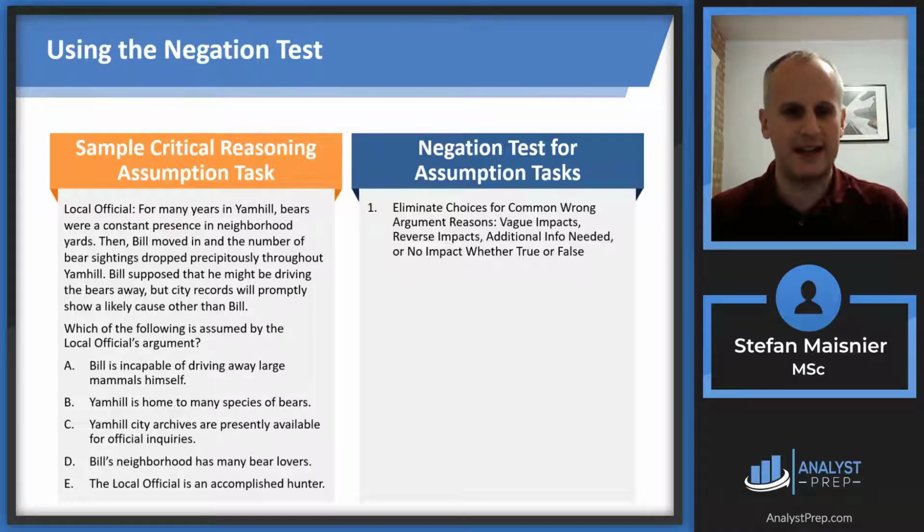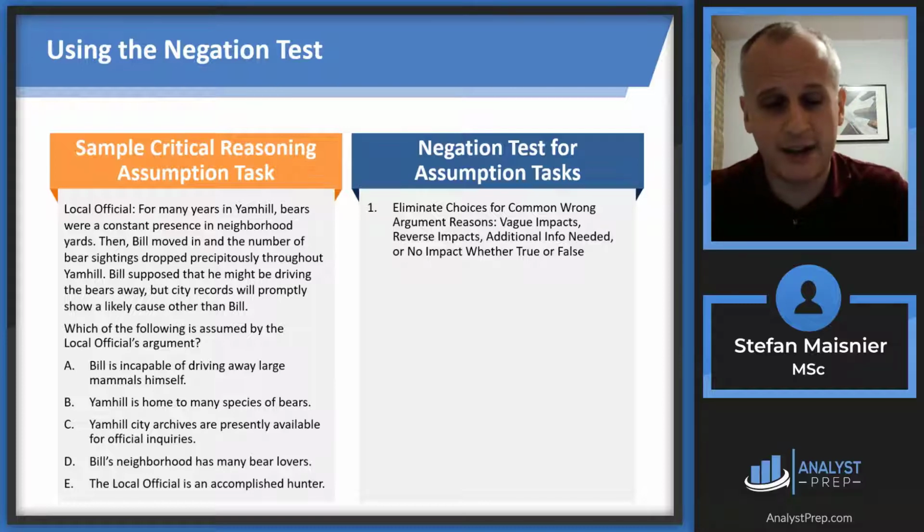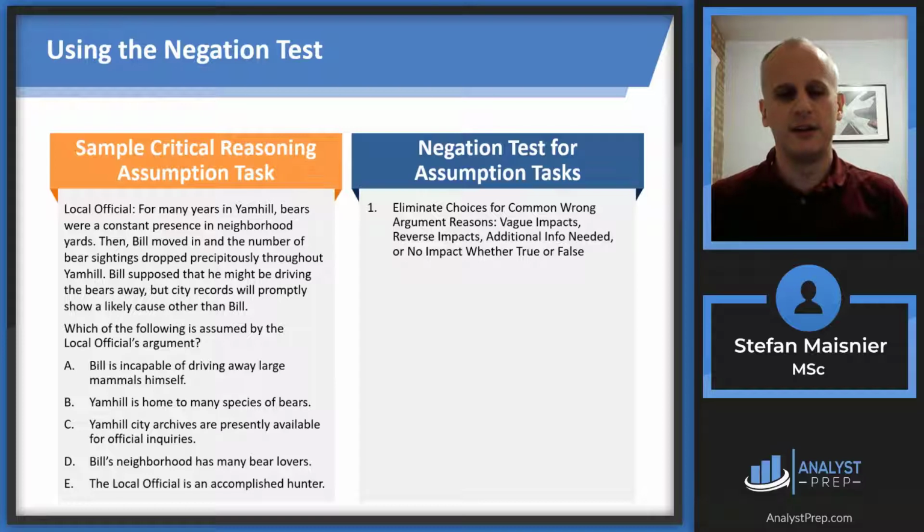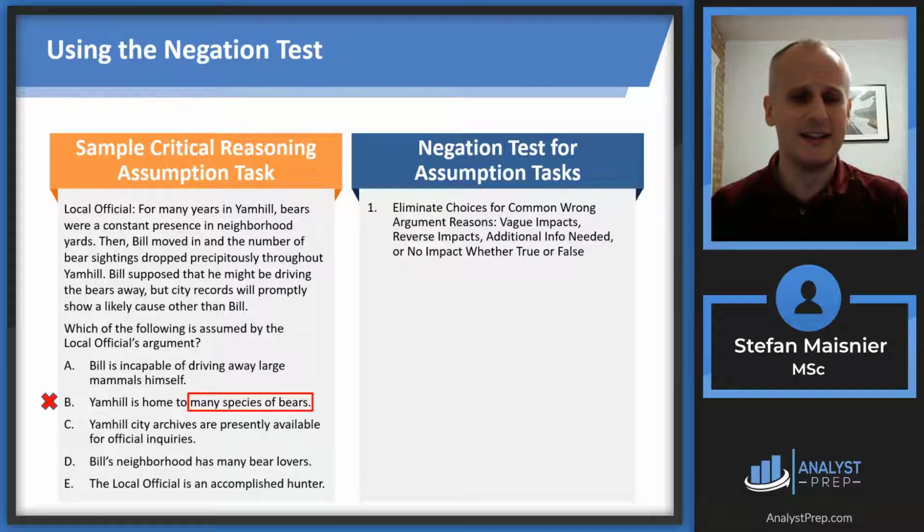So choice A, we see Bill is incapable of driving away large animals himself. And we know that it's something that must be true, and it seems like he's thinking that he's driving the bears away, and we want to show that it's something other than Bill, so it seems like this might actually be relevant. So we'll hold on to choice A for now. But then we move to choice B, and we see Yamhill is home to many species of bear. We have not discussed bear species at all. We suddenly need a whole lot more information to consider this, so we'll just X out choice B pretty quickly.